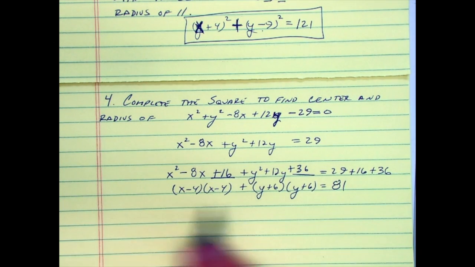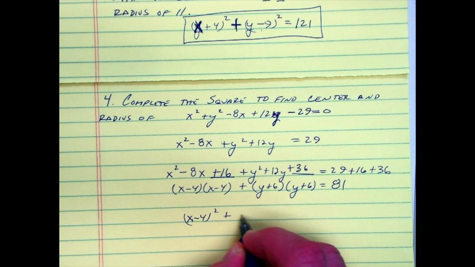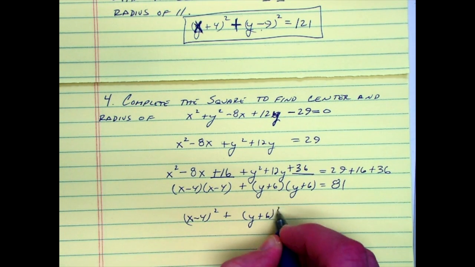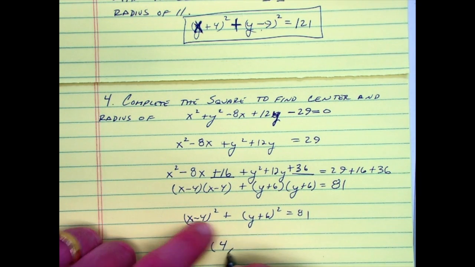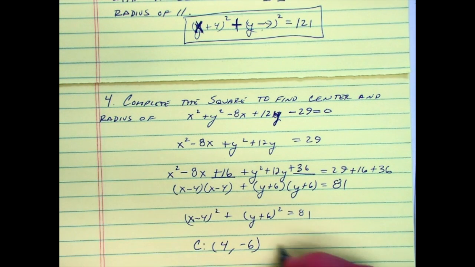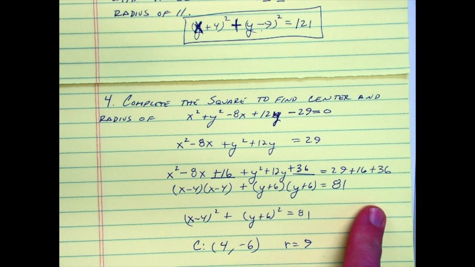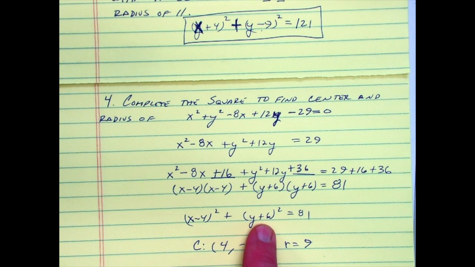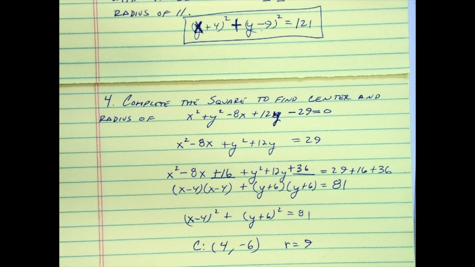So when I then go and factor this, it's x minus 4 squared plus y plus 6 squared is equal to 81. Okay? So my center is at 4, negative 6, and my radius is 9. So I just completed the square on it and found the center. It's the number that makes it 0. The number that makes it 0 gives me my center, and the square root of this is my radius. Okay, thank you. Hope this helps.